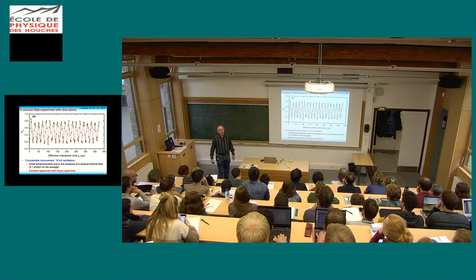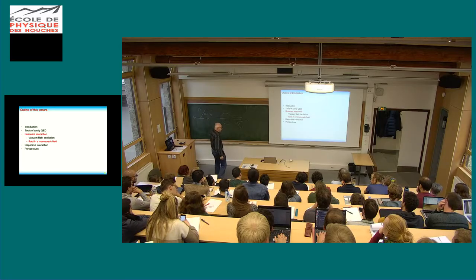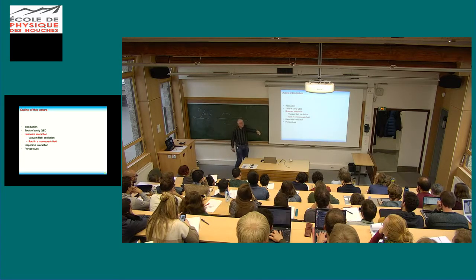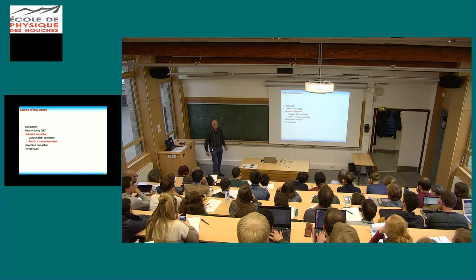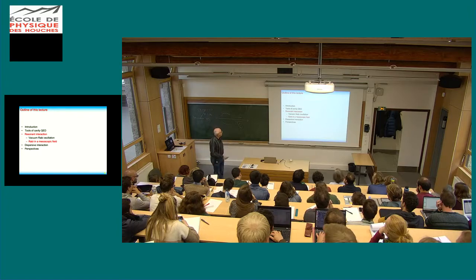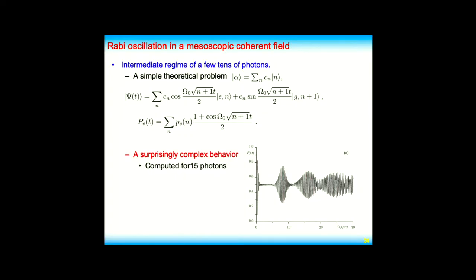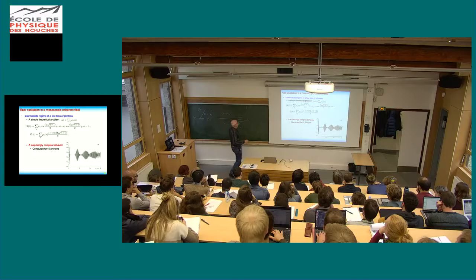What happens if you have a mesoscopic field? What happens if you make the Rabi oscillation not in the vacuum, not in large fields, outrageously large fields, but somewhere in between? Say in between 1 and many, it's 10. What happens for the Rabi oscillation in a mesoscopic field? This is a simple exercise to work out.